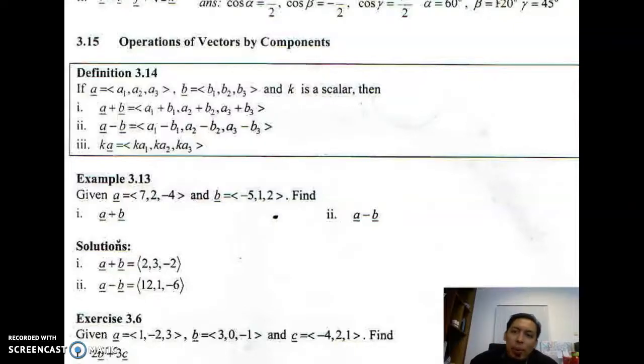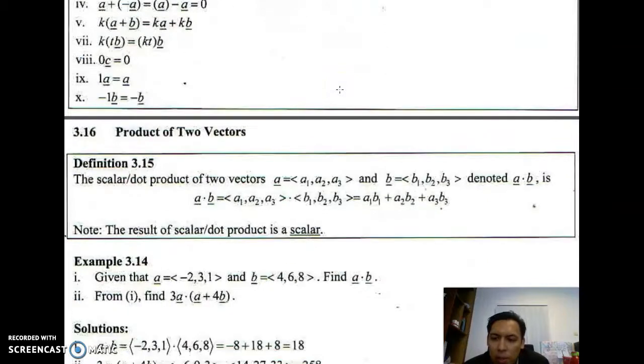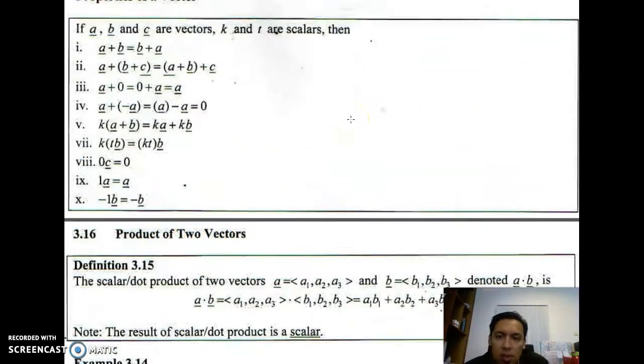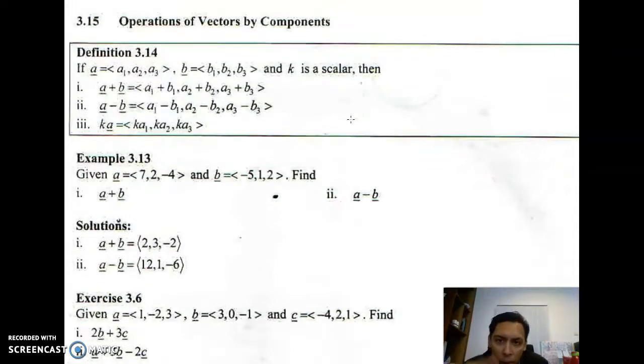Okay guys, in this video we're going to talk about operations of vectors, which involve summation, subtraction and scalar multiplication, and of course more after this on multiplication, which is product of two vectors. Okay, so first let's look at the operations of summation, subtraction and scalar multiplication, which is quite simple.